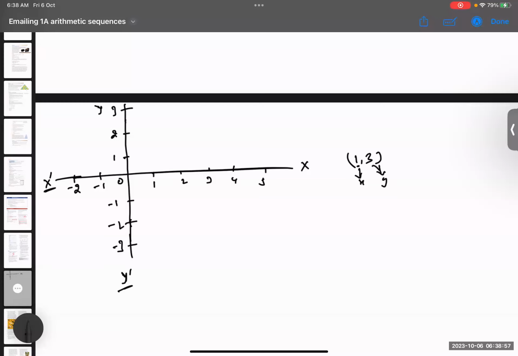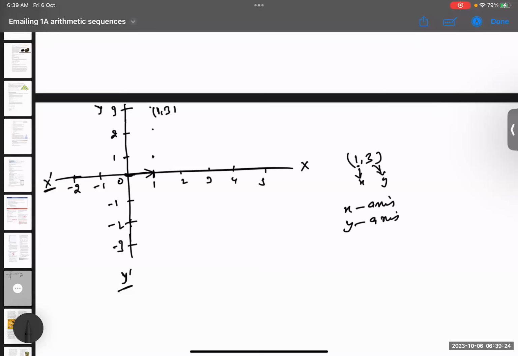Firstly, we always read the X-axis point, then we read the Y-axis point. So this is (1, 3). We will go from 0 and move toward this direction to 1. Then we have to go up to 3. 1, 2, 3. This point is (1, 3). Is it clear?